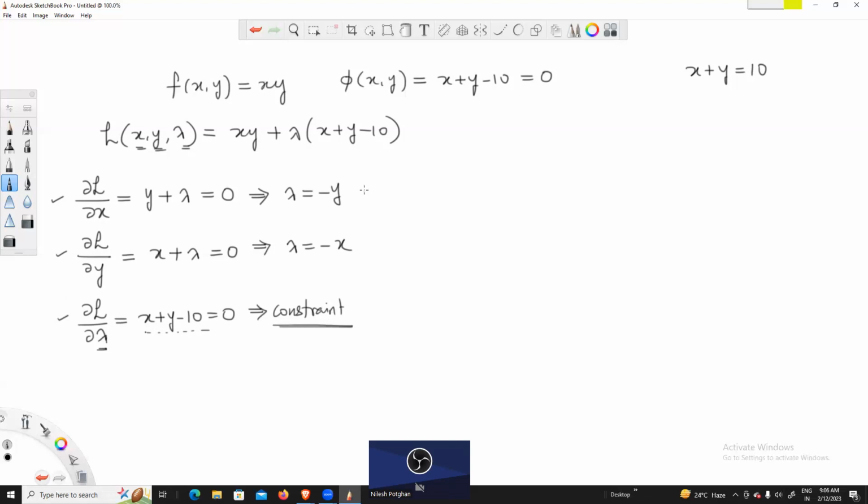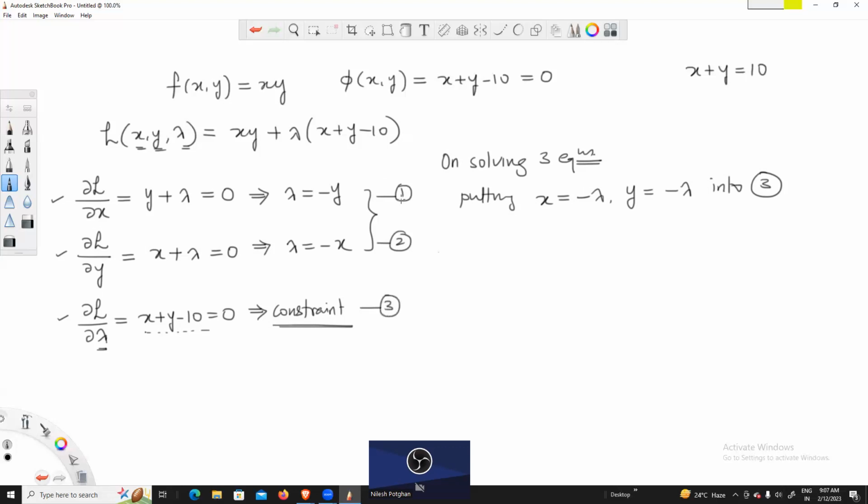Okay, so what have we got over here? We have got the value of x to be minus lambda, the value of y to be minus lambda, and we have a constraint. So on solving these three equations, means putting x equals minus lambda, y equals minus lambda into equation 3. Let me call this equation 1, this is second, this is 3. So from 1 and 2, I have got the relation for x and y in terms of lambda: x equal to minus lambda, y equal to minus lambda.